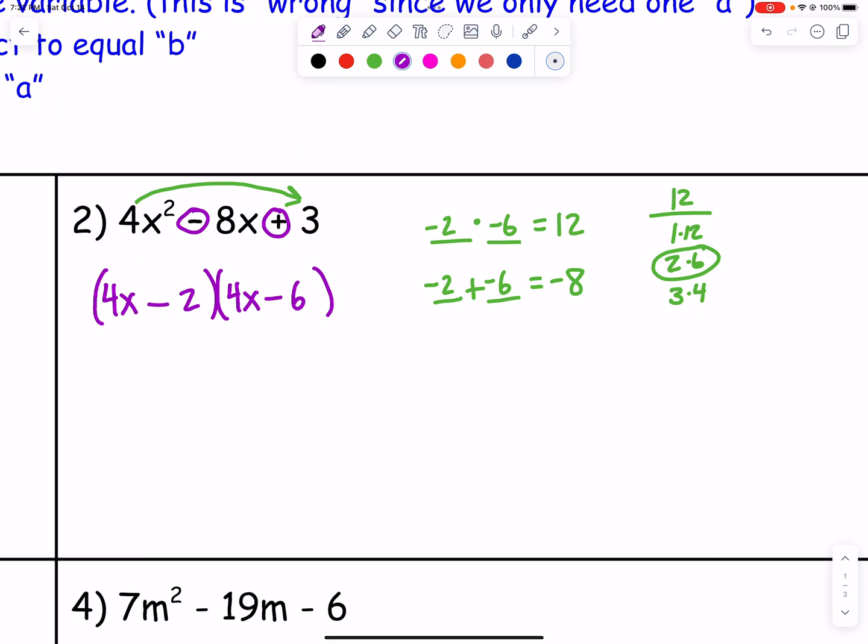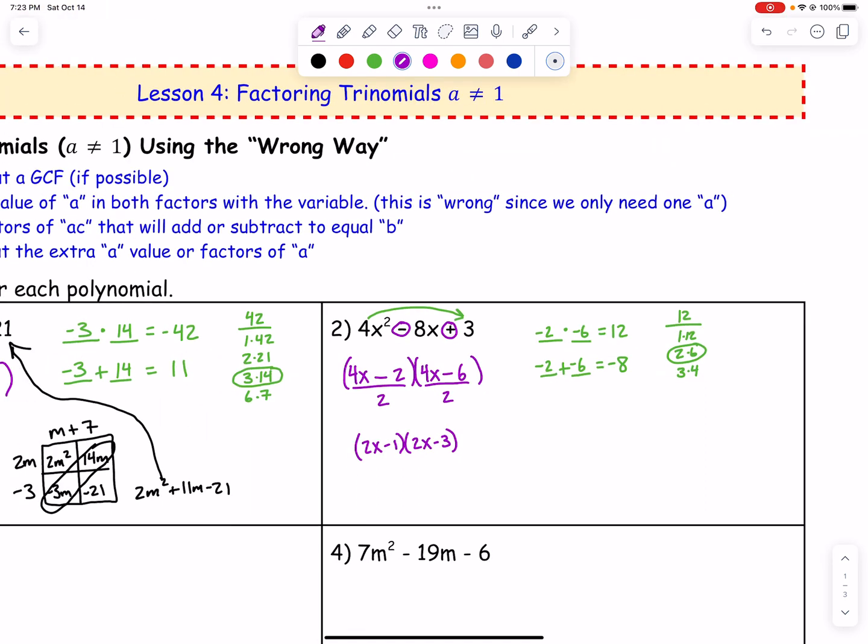Now in this case, we need to divide out the extra 4, but neither factor we have would divide by the whole 4. So what you do is break it up into factors of 4. So if I take out a 2 in the first one and a 2 in the second one, it's equivalent to taking out 4 because 2 times 2 equals 4. And so then we're left with 2x minus 1 and 2x minus 3. And that's it. Let's look at another one.